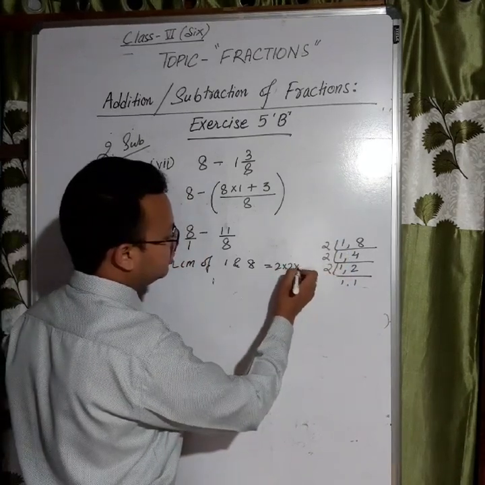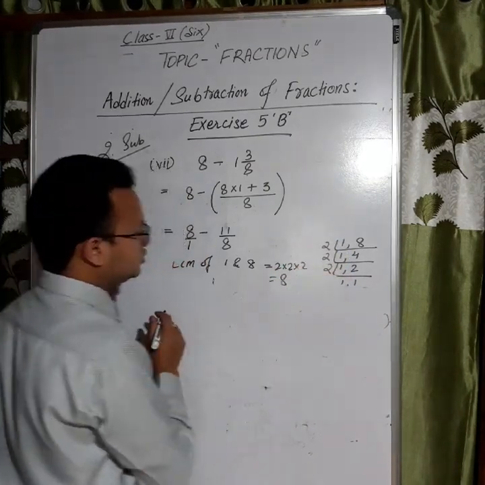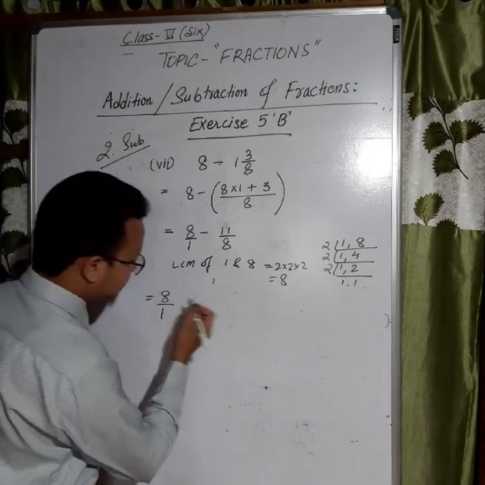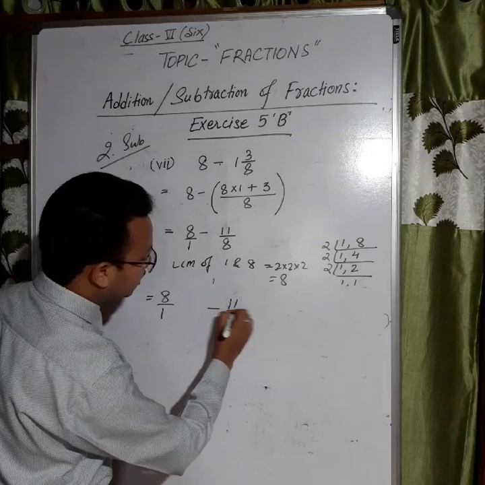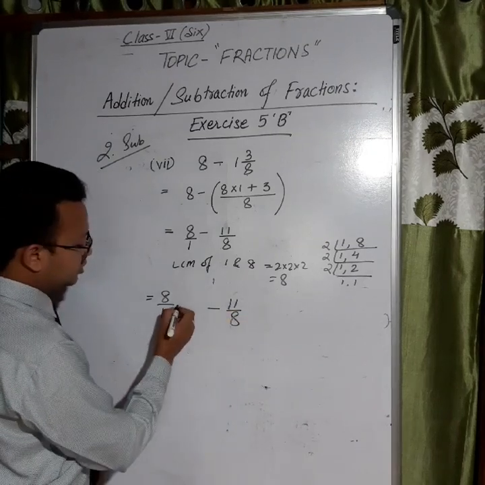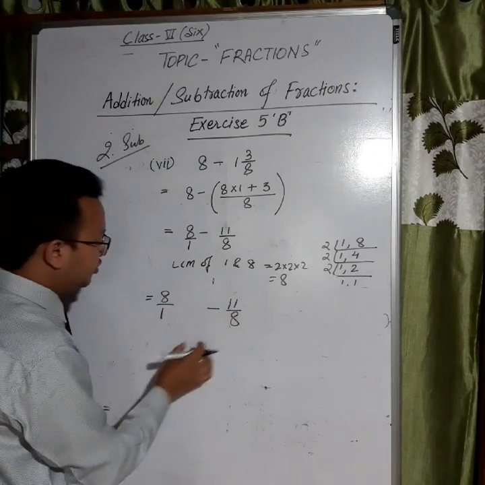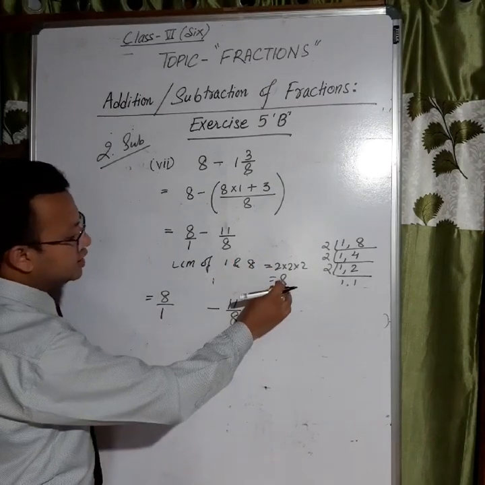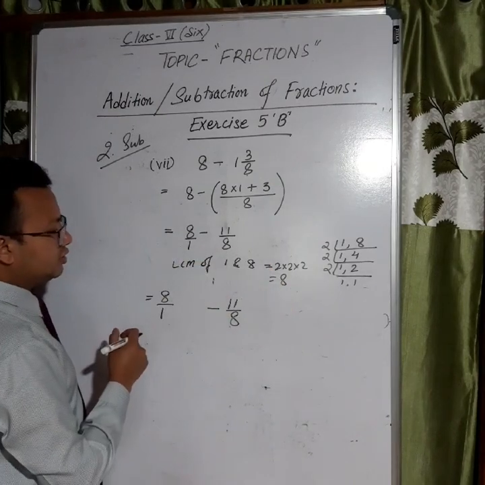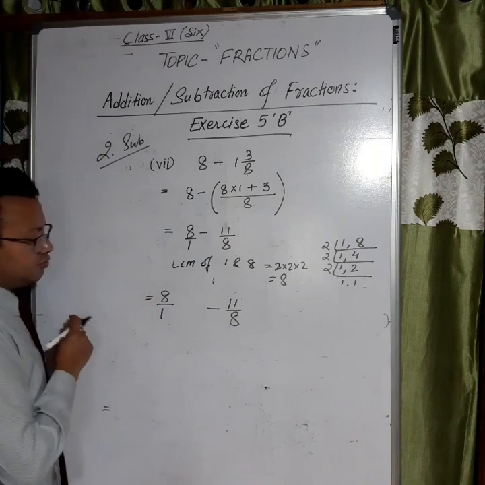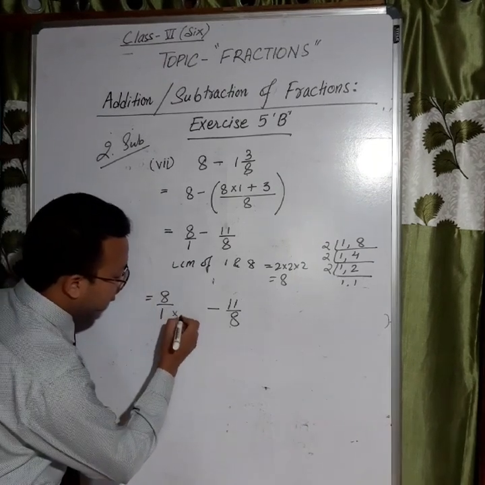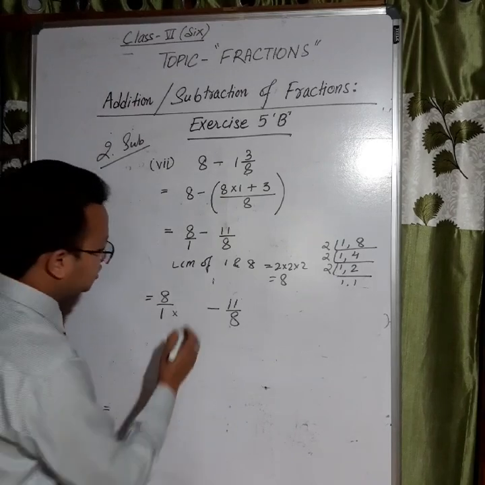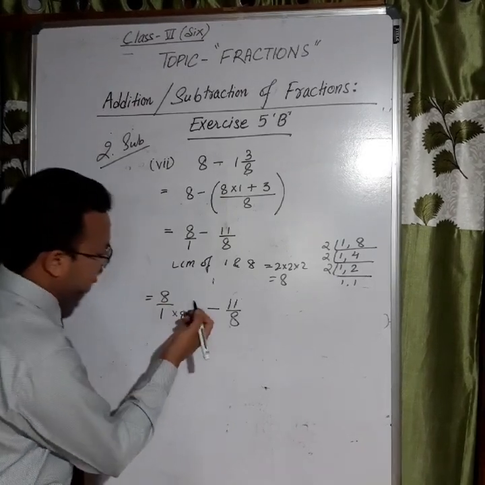2 into 2 into 2, that is 8. So we'll convert it now: 8 by 1, give it a space, minus 11 by 8. Here, to convert this denominator to 8, by which number if you multiply 1, you get the denominator as 8? That is 8. So if you multiply 1 with 8, you'll get 8.